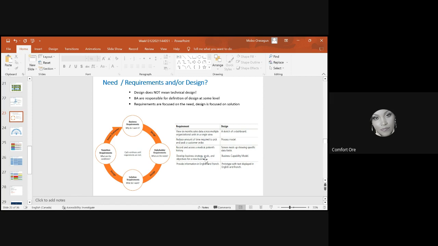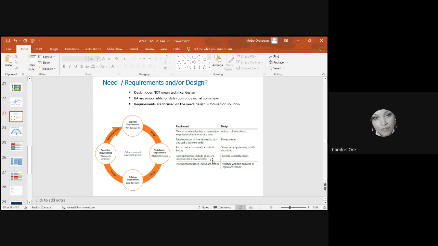Okay, so there's another requirement. Develop business strategy, goals, and objectives for a new business. So basically, it's a new business, and we're looking at how the business can actually function. So what we're doing is to design a business capability model where you can include the architecture, what the business is going to look like, the people that you're going to be hiring or engaging their skills within that organization. So basically, that's what we're doing.